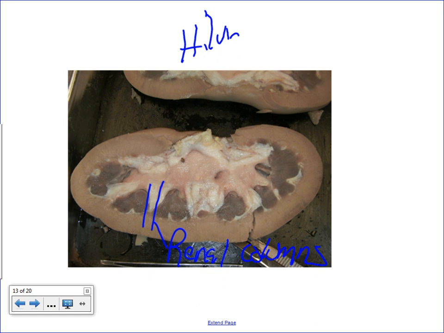The renal columns are going to be important to remember because this is essentially where our arteries run. As the renal artery works its way into the kidney, it's going to start to branch off into smaller vessels. These vessels will eventually branch and pass up between the columns. Then they're going to arc and wrap around the pyramids and, in a microscopic fashion, branch out in the cortex, where we're going to have a very large surface area to filter this blood.